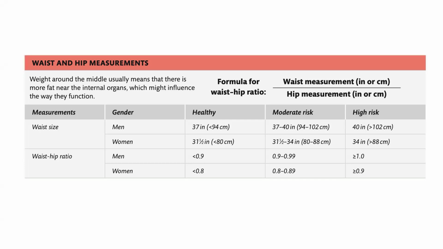The waist-hip ratio for men, healthy waist-hip ratio is less than 0.9. Moderate risk would be 0.9 to 0.99, and high risk would be equal to or more than 1. For women, the healthy waist-hip ratio is less than 0.8. Moderate risk would be 0.8 to 0.89. High risk would be equal to or more than 0.9.